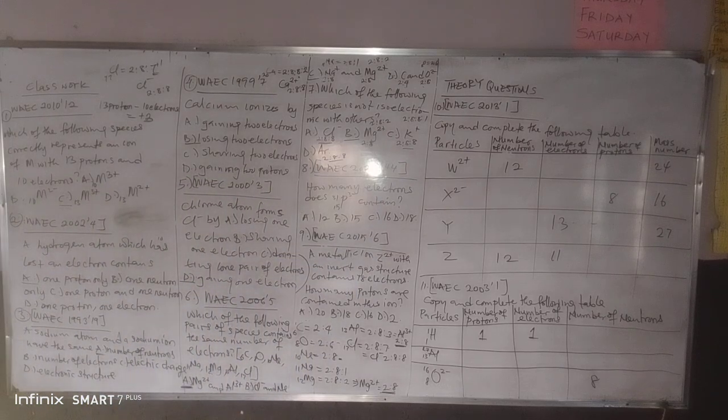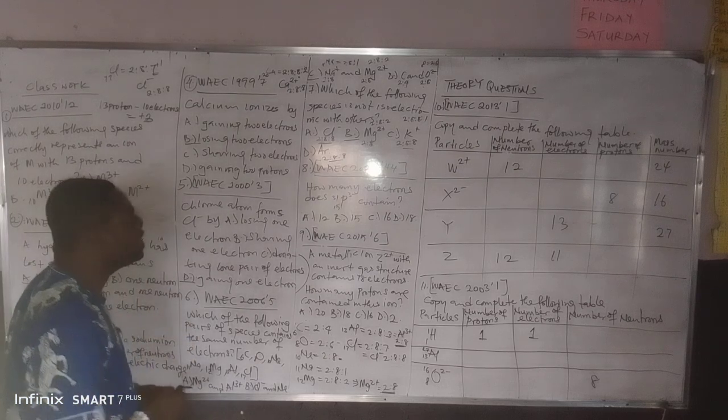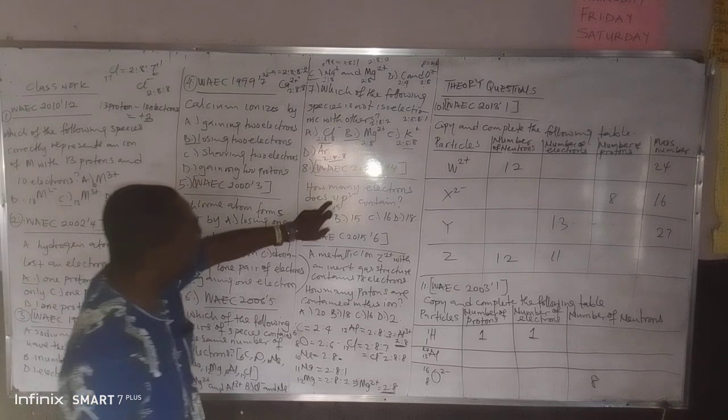Which of them have the same? The species that are isoelectronic are those that have the same electron configuration, or the same number of electrons. 2020, question 44 says, how many electrons does this species have?